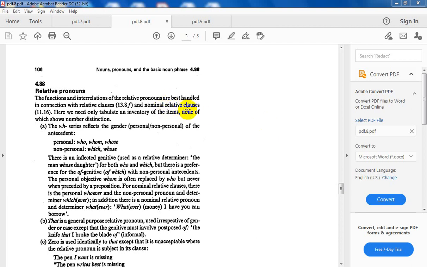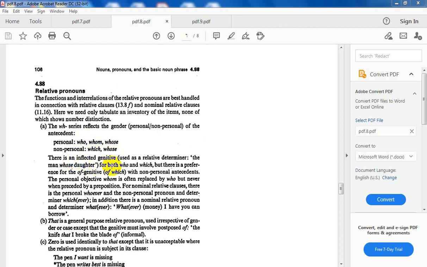And nominal relative clauses. Here we need only tabulate an inventory of the items, none of which shows number distinction. There is no difference between singular and plural. The WH series reflects the gender difference between personal and non-personal. Personal: who, whom, whose. Non-personal: which and whose. يعني who for personal, which for non-personal.